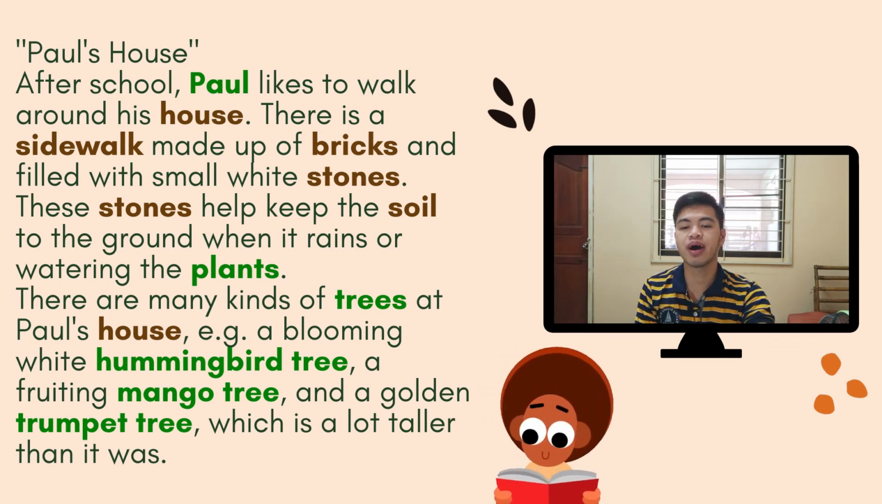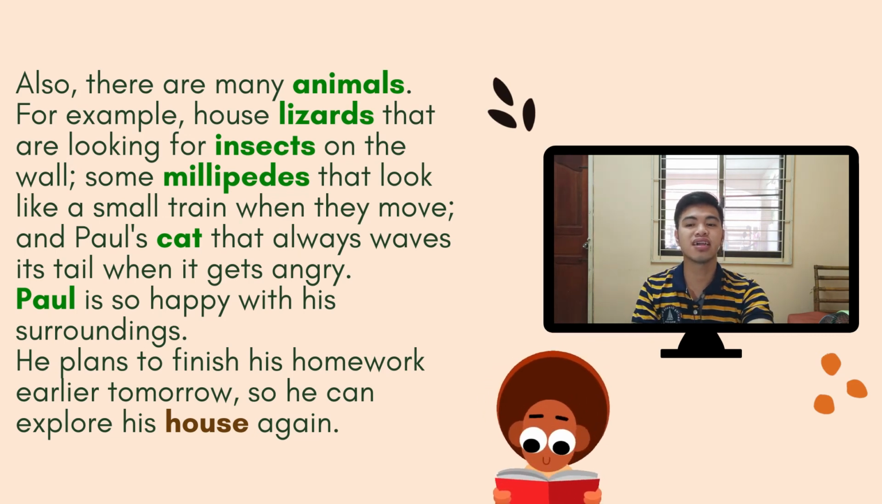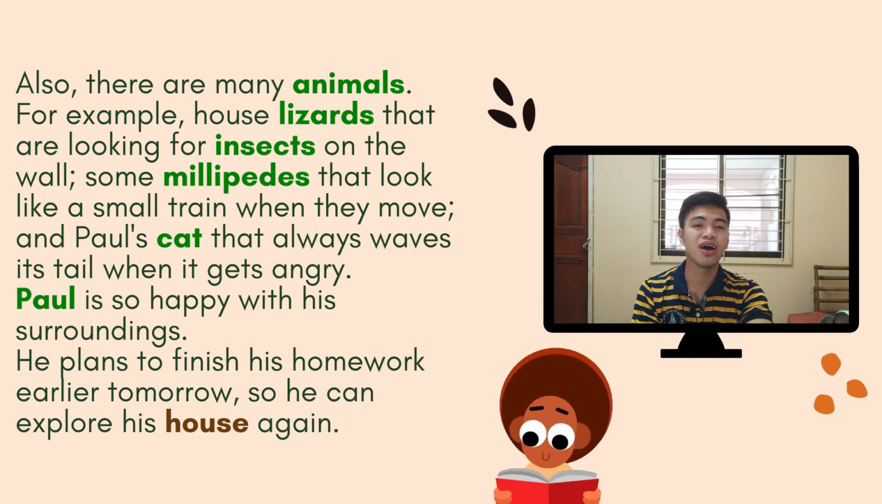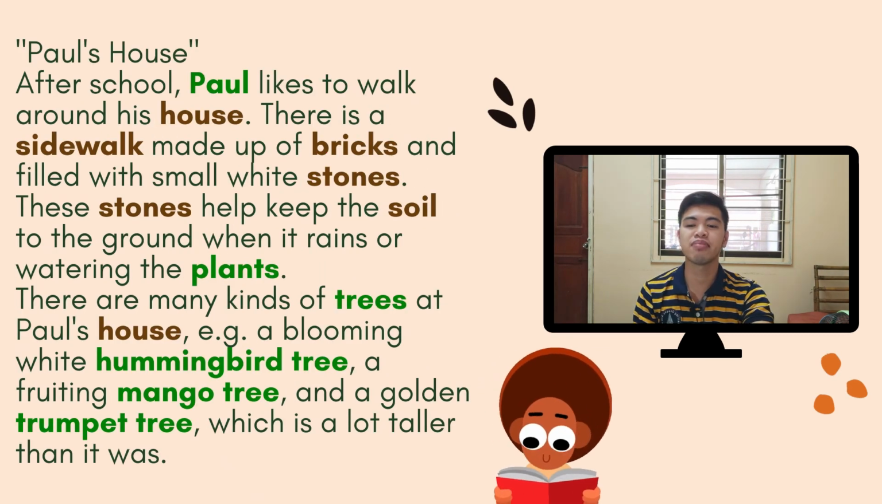And for the second part, we have animals. Of course, all animals are living things. And then lizards, insects, millipedes, cat, and ball. So those are the living things that we have in the story. So now, we're going to the non-living things. Let's read them one by one.